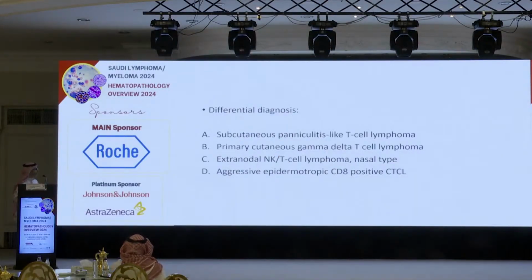So differential diagnosis: subcutaneous panniculitis-like T-cell lymphoma, primary cutaneous gamma delta T-cell lymphoma, extranodal NK/T-cell lymphoma nasal type, aggressive epidermotropic CD8 positive CTCL. So we'll go along these things in the presentation. This group of diseases involve the subcutaneous in prominent fashion.